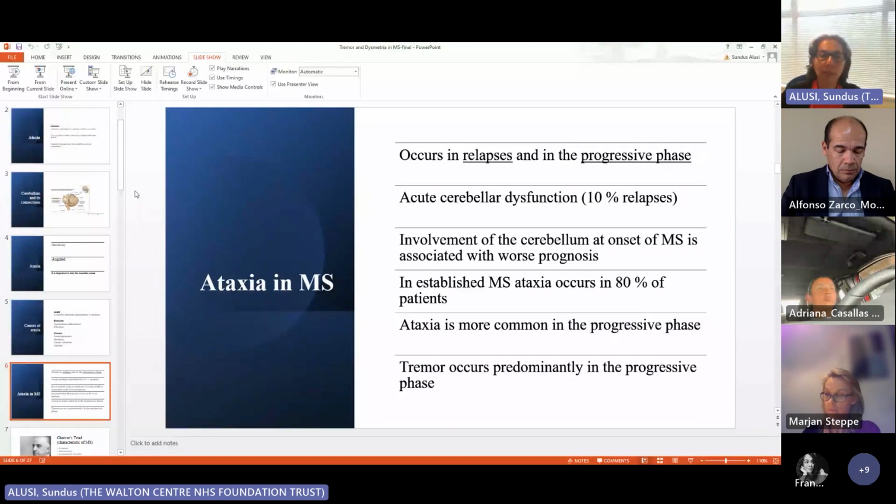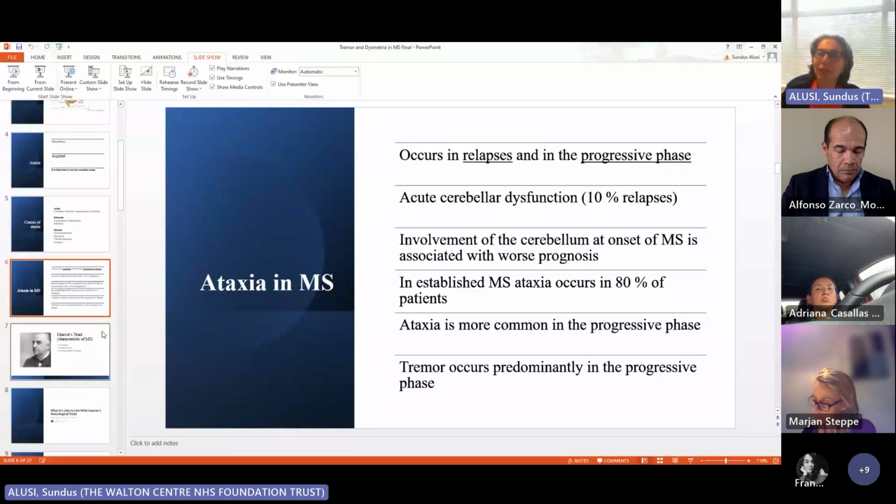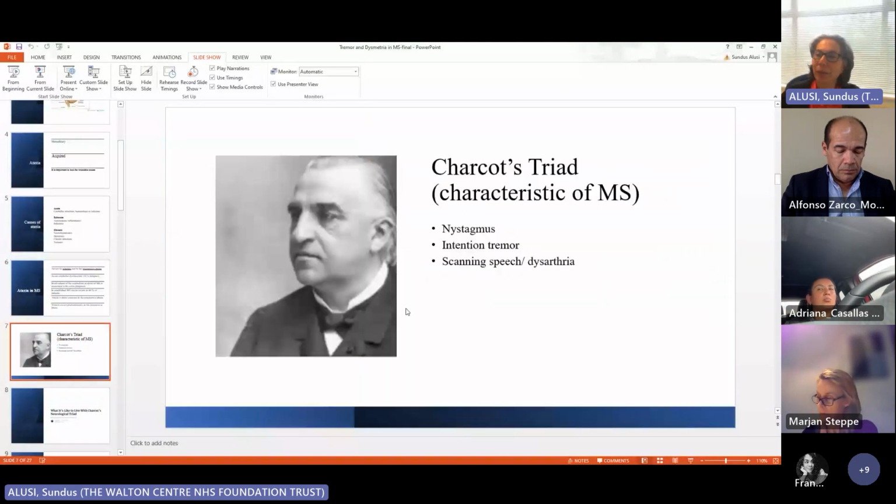Now, because this is a master's course, the Charcot master's course, I can't really avoid mentioning this, and quite appropriately, because Charcot is the first person who described the triad of nystagmus, intention tremor, and scanning speech. So in other words, ataxia, as characteristic of multiple sclerosis. If you see a patient with all these three, you need to think MS quite high on your list. Thought we should mention him, shouldn't we?